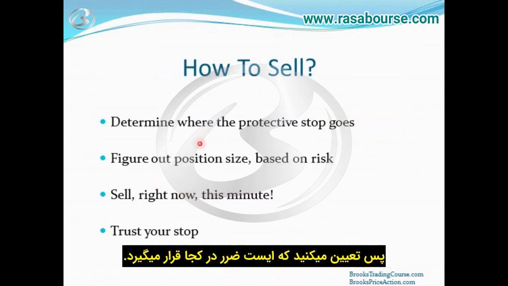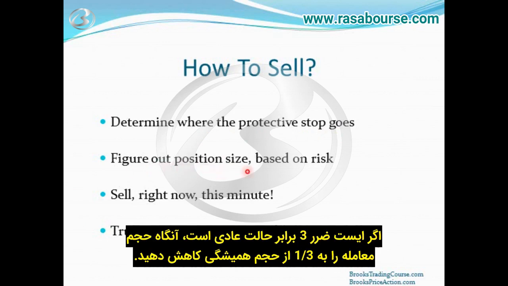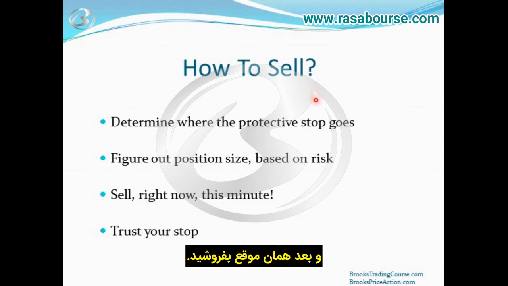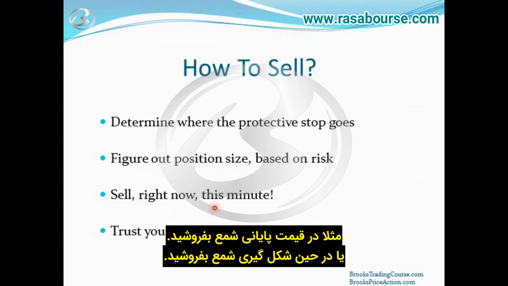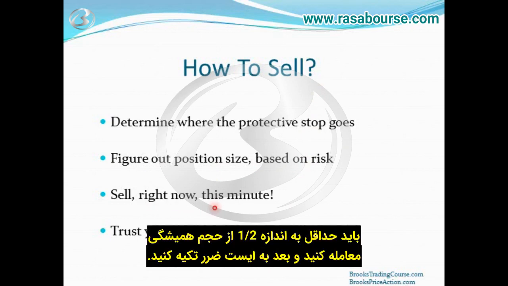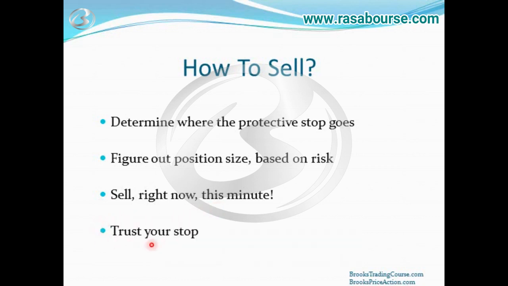So you determine where the protective stop belongs. From there, you figure out what size position you should be trading. If your stop is 3 times bigger than average, trade 1/3 as big as average. And then sell right now at this minute, at the close of the bar, as the bar is forming. It doesn't matter. You got to get short at least a partial position and rely on your stop.